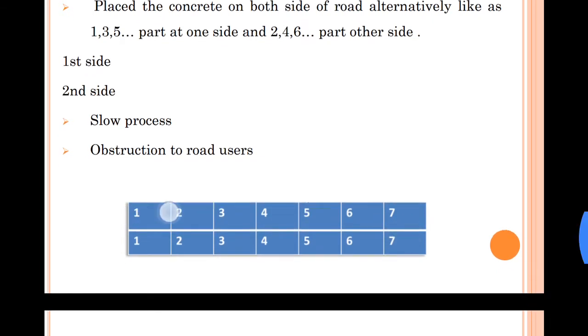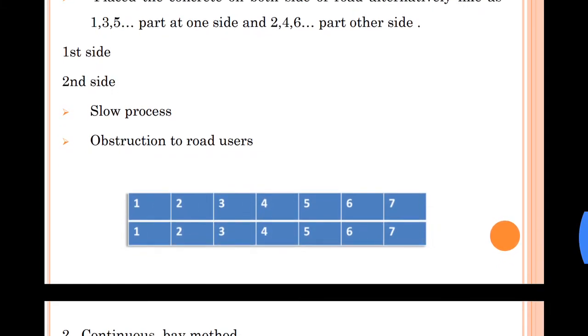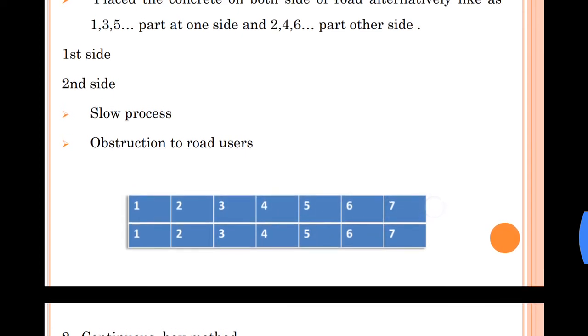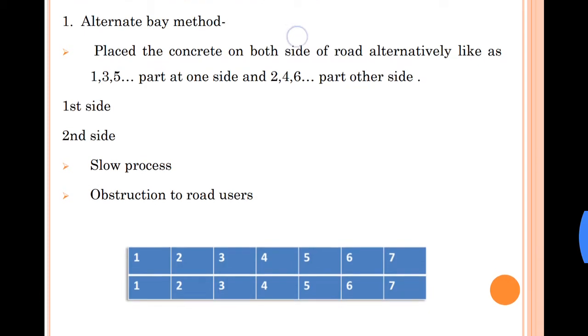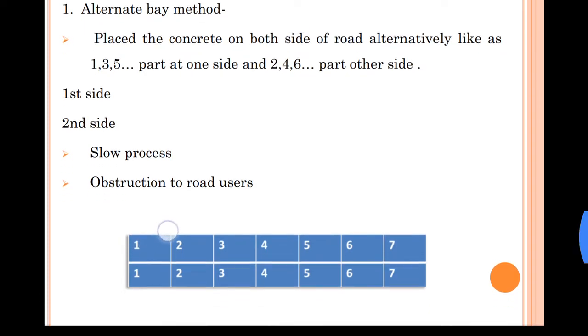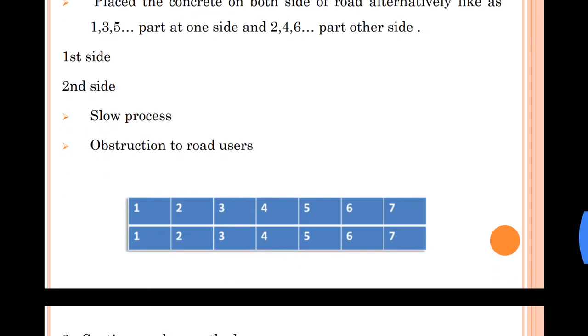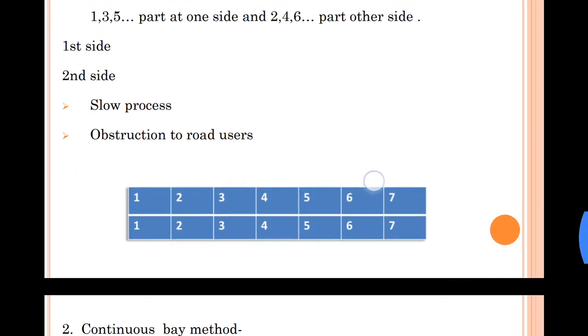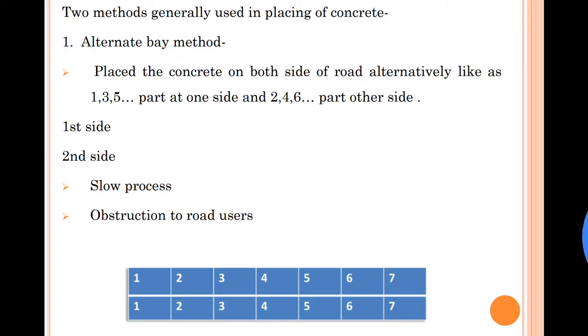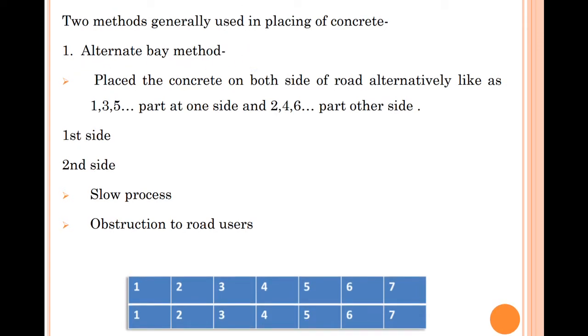There are two lanes, this is one lane and this is the other lane, and you have marked each slab. So in the first method, in the alternate bay method, what we do is we construct 1, then we construct 3 and then we construct 5, and then later on we construct 2, 4 and 6. So this is known as the alternate bay method.